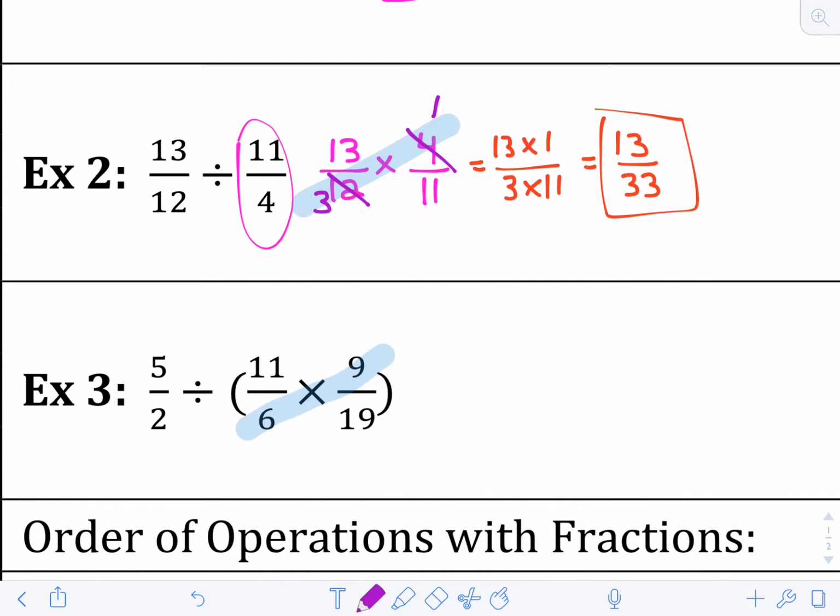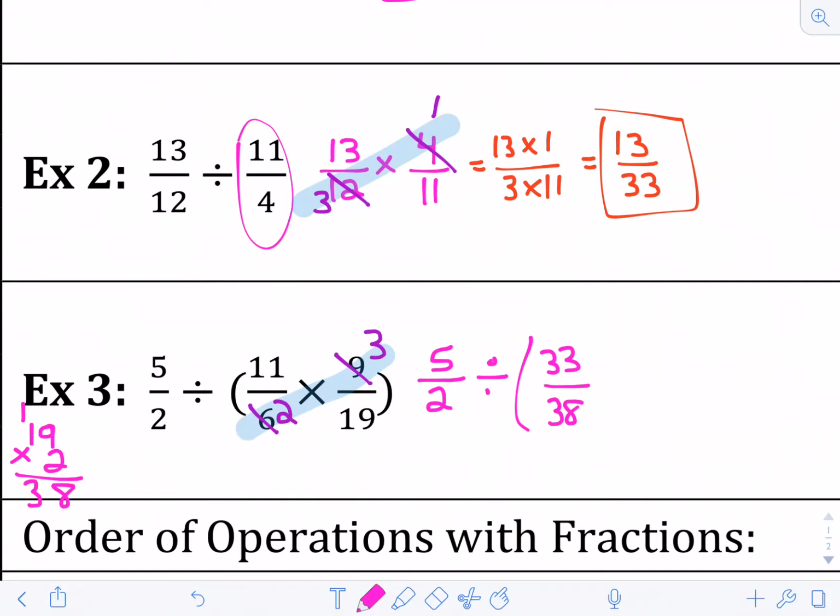So 9 divided by 3 is 3. 6 divided by 3 is 2. So I'm going to rewrite this. So I have 5 over 2 divided by, and I'm going to go ahead and try to multiply this out. So 11 times 3 is on top, which is 33. And 2 times 19 is on bottom. If you're not sure what 19 times 2 is, I'm not going to penalize you at all for going off to the side and saying, okay, 2 times 9 is 18, carry my 1. 2 times 1 is 2 plus 1 is 3. So we have 38. That can't reduce because 33 is 11 and 3. Neither one of those numbers go into 38.